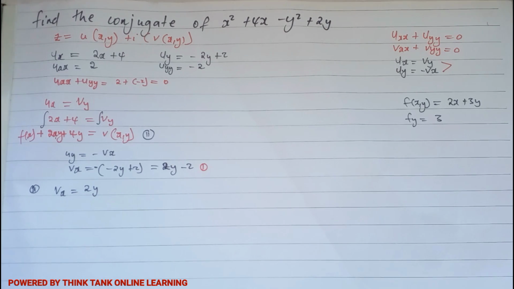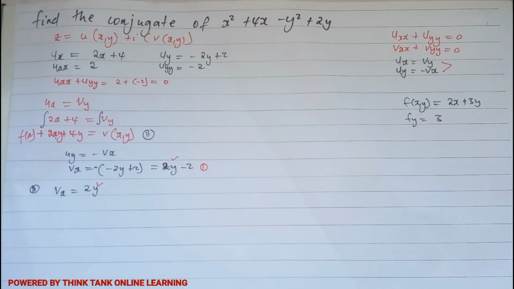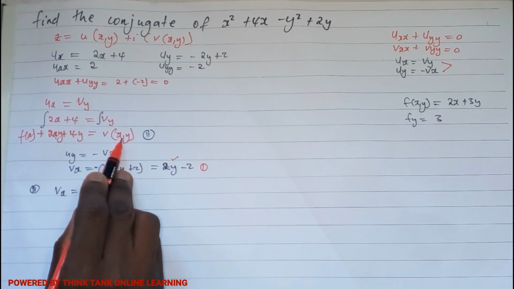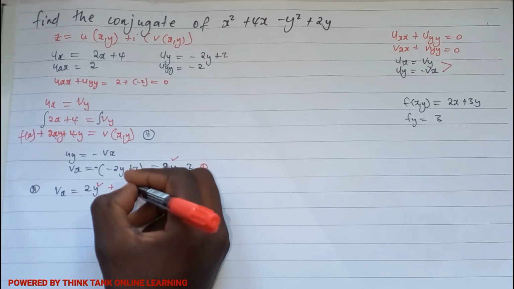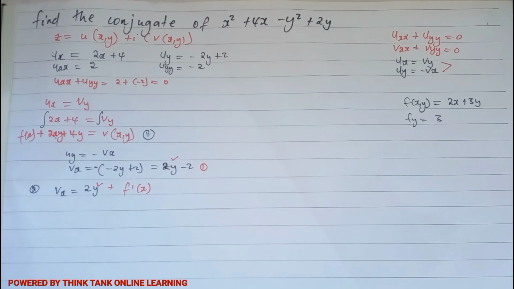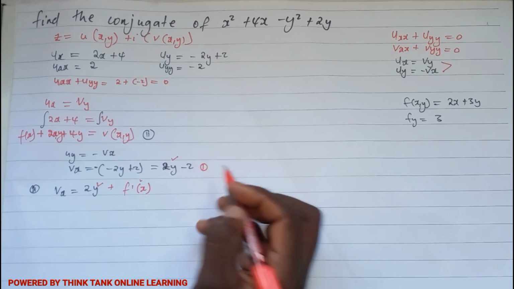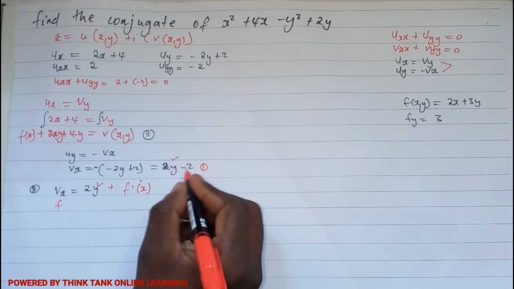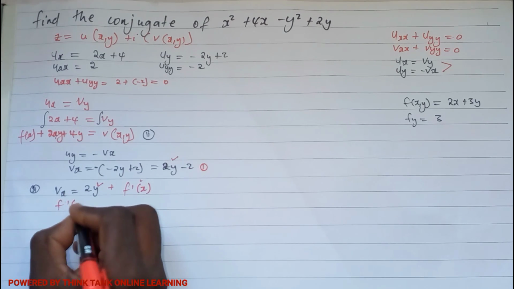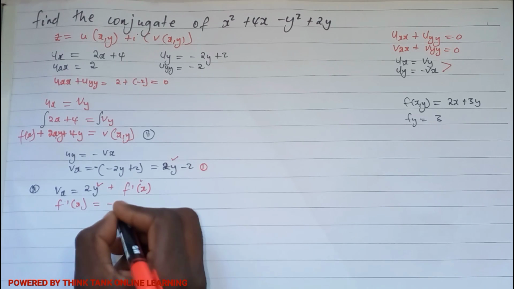You see, on the first equation we have 2y and we have 2y. On the second equation, if we differentiate with respect to x, what about f of x? So f of x will become f prime of x. Now it's time for us to compare these equations. We have 2y, we have 2y, and we have f prime of x and we have negative 2. So that automatically means f prime of x is equal to negative 2.